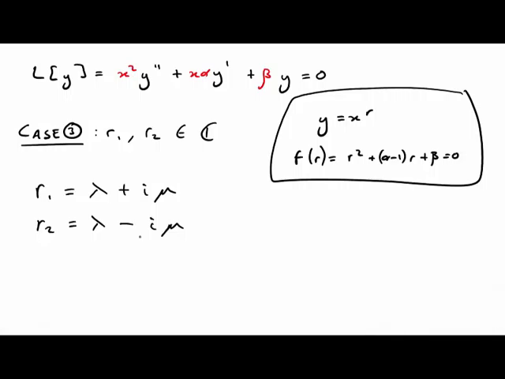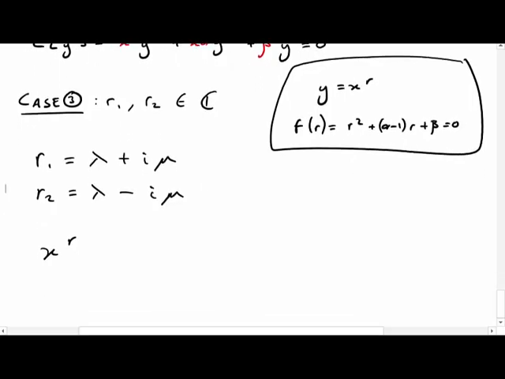Right, okay, so let's do a little bit of substitution. So x to the power of r, I'm just going to look at the positive root to see what form of complex number we get. So I'm just going to sub in x to the power of r1, but you can do exactly the same thing with r2 as well. So x to the power of r1 is equal to x to the power of lambda plus i times mu.